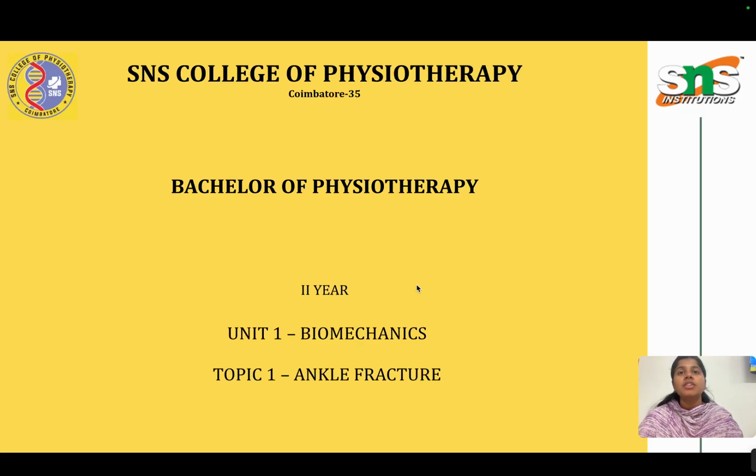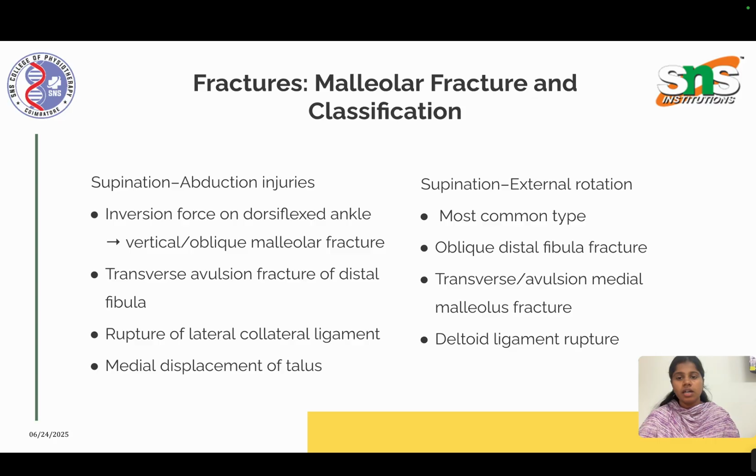Hello. Today we are going to talk about the ankle joint, especially what happens when it gets fractured or becomes unstable. That is ankle fracture. So let's take it step by step. We learn what an ankle fracture is, types of injuries, what ankle instability is, and how it affects movements. Coming to what is an ankle fracture?